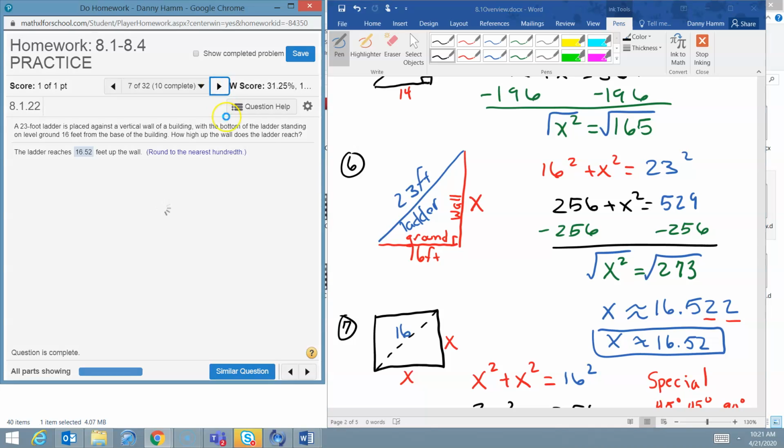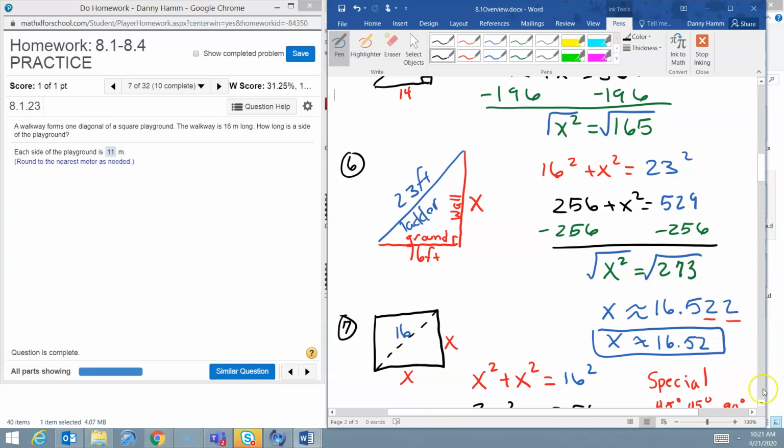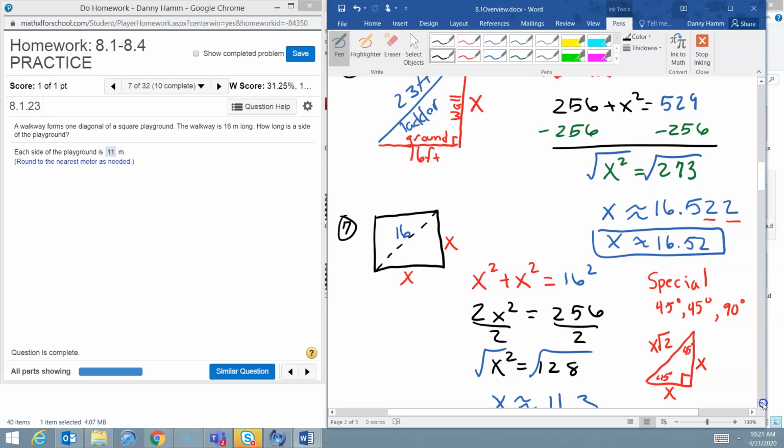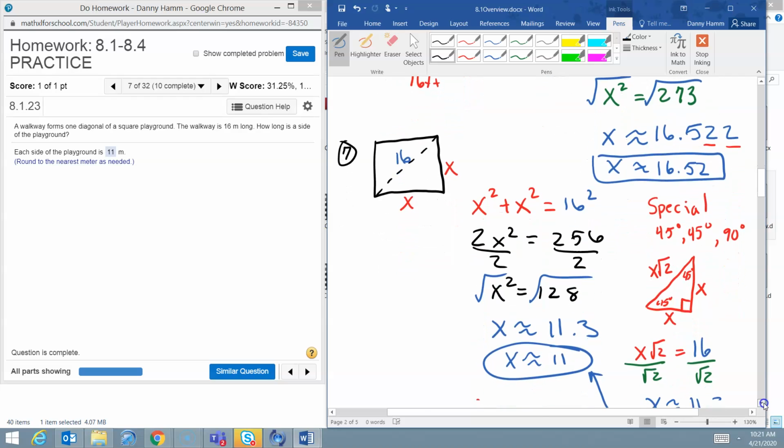In number 7, we get a first opportunity to look at special triangles, or we can just simply solve it the way we've been doing it. Solving it the way we've been doing it, since we know it's a square, we know that our legs, or the red ones, are equal. So they're both x. We square those, we end up with 2x squared. Our hypotenuse, or the walkway diagonal, is 16. We square that, we get 256. Divide by 2, take the square root of that, and we're done.